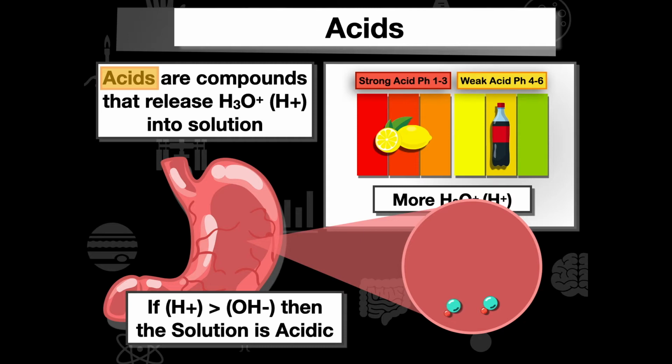So in this case, here are some OH- molecules. And then what we're going to see is we have a larger ratio of these H3O+ or these H+ ions, and because of that, the solution is acidic. All pH is, is a measure of the ratio of H+ to OH-.